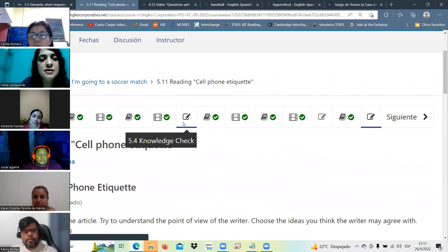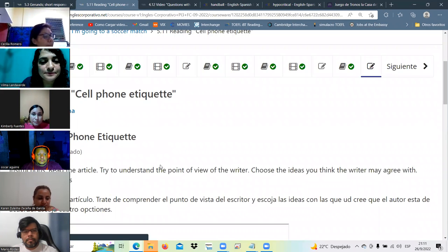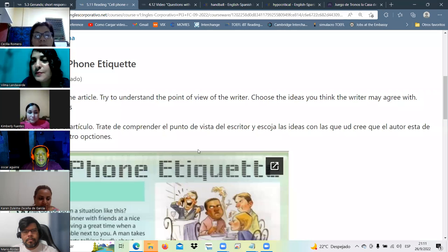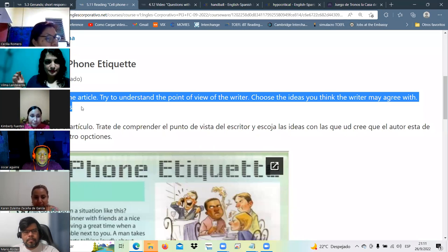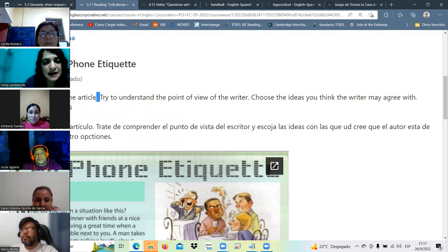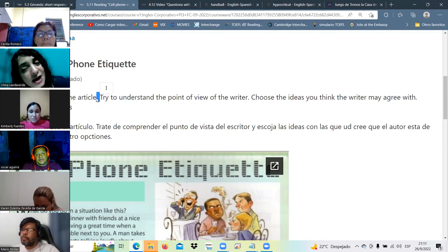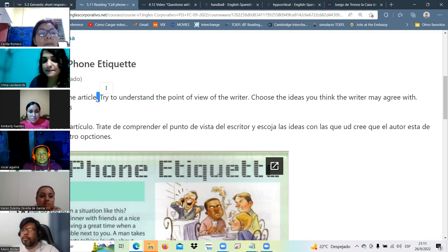Ok, so reading cell phone etiquette. Read the instructions for me, Silvia. Pongámosle el punto siempre cuando veamos el punto, ¿verdad? Hagamos pausa. Read the article. Try to understand the point of view of the writer. Choose the ideas you think the writer may agree with and choose four options. Go. Read again, Silvia.